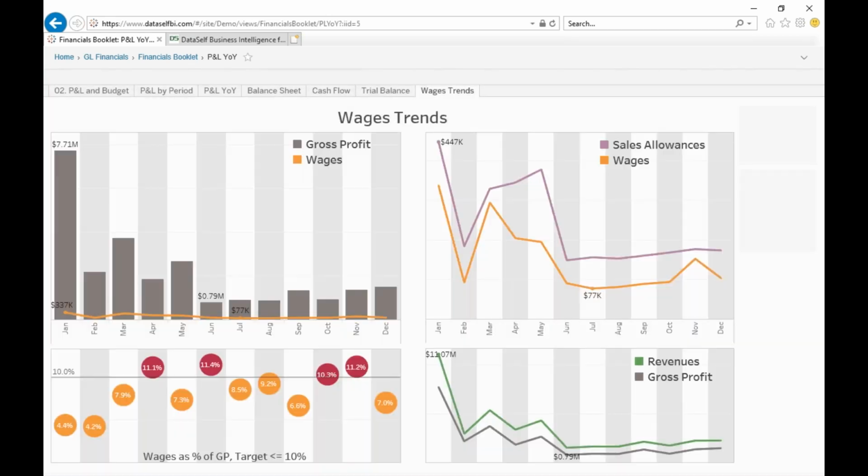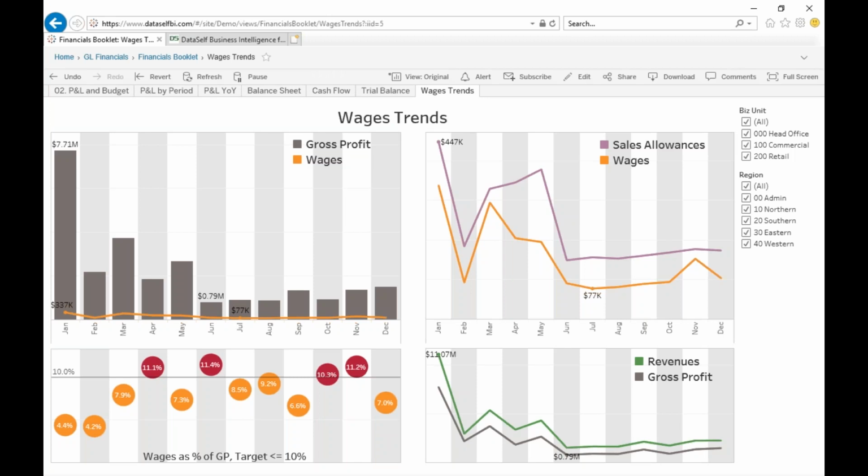Finally, this dashboard shows wages trends versus other financial metrics. This section at the bottom shows red bubbles in months where wages were above the target. Now, which business units are causing the red bubbles?